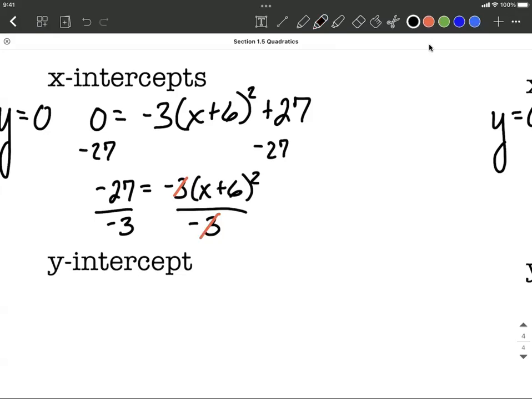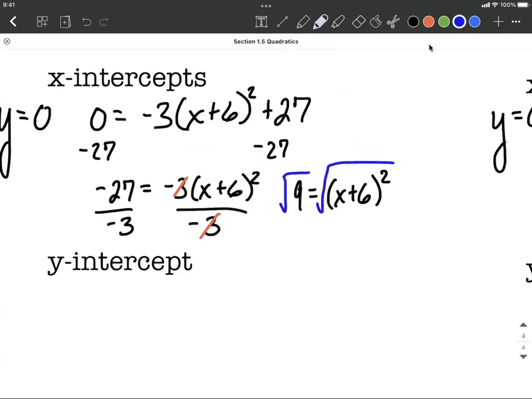On the left-hand side, we can now say negative 27 divided by negative 3 makes 9 is (x plus 6) quantity squared. All right, so we've isolated the power, made it a power equation. Next, I want to get rid of the square by applying a square root to both sides.